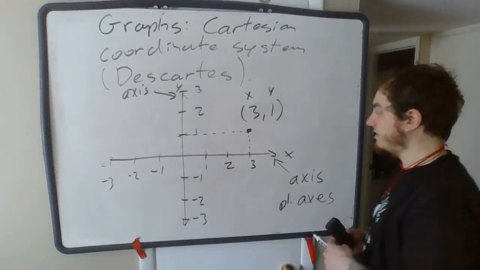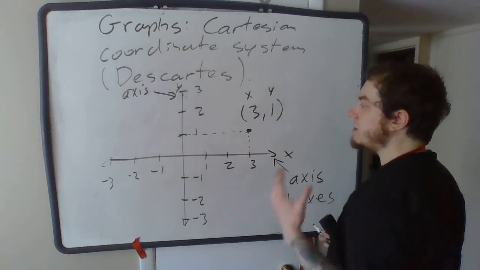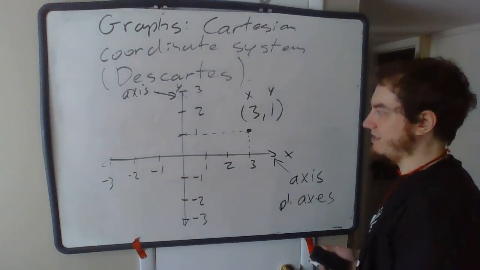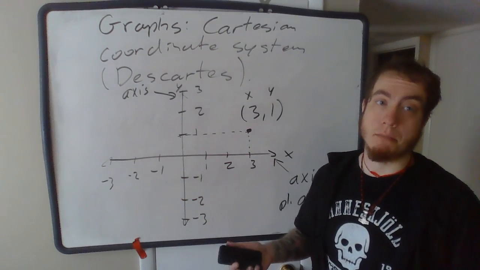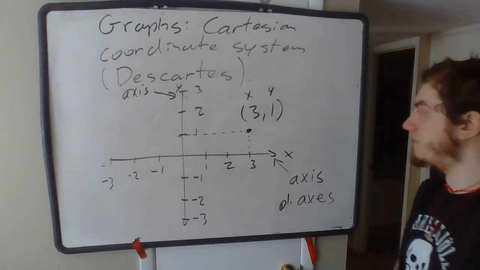Anyway, the point is that we call this the x-axis, this is the y-axis, and really, an axis is just a number line that's been placed in the plane like this. So it's not just any old number line. It's a special number line that is part of this kind of thing.